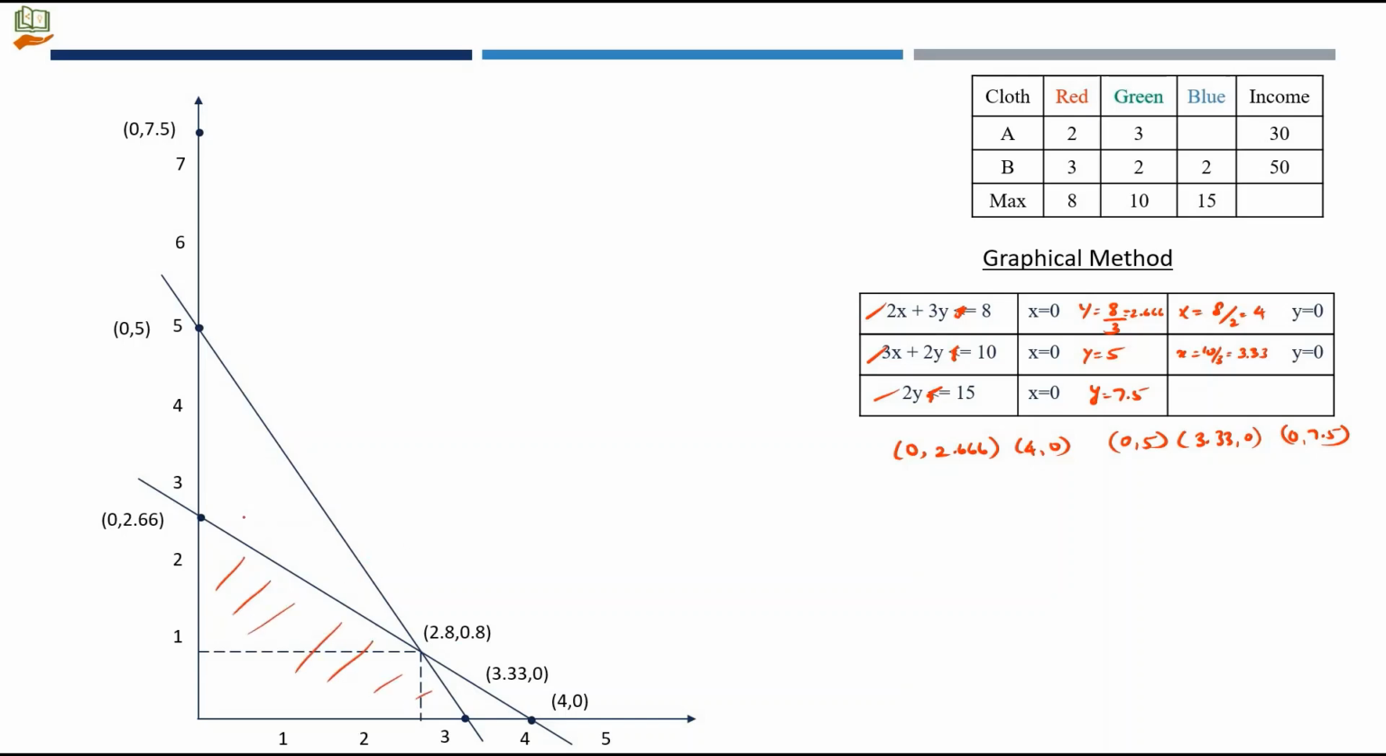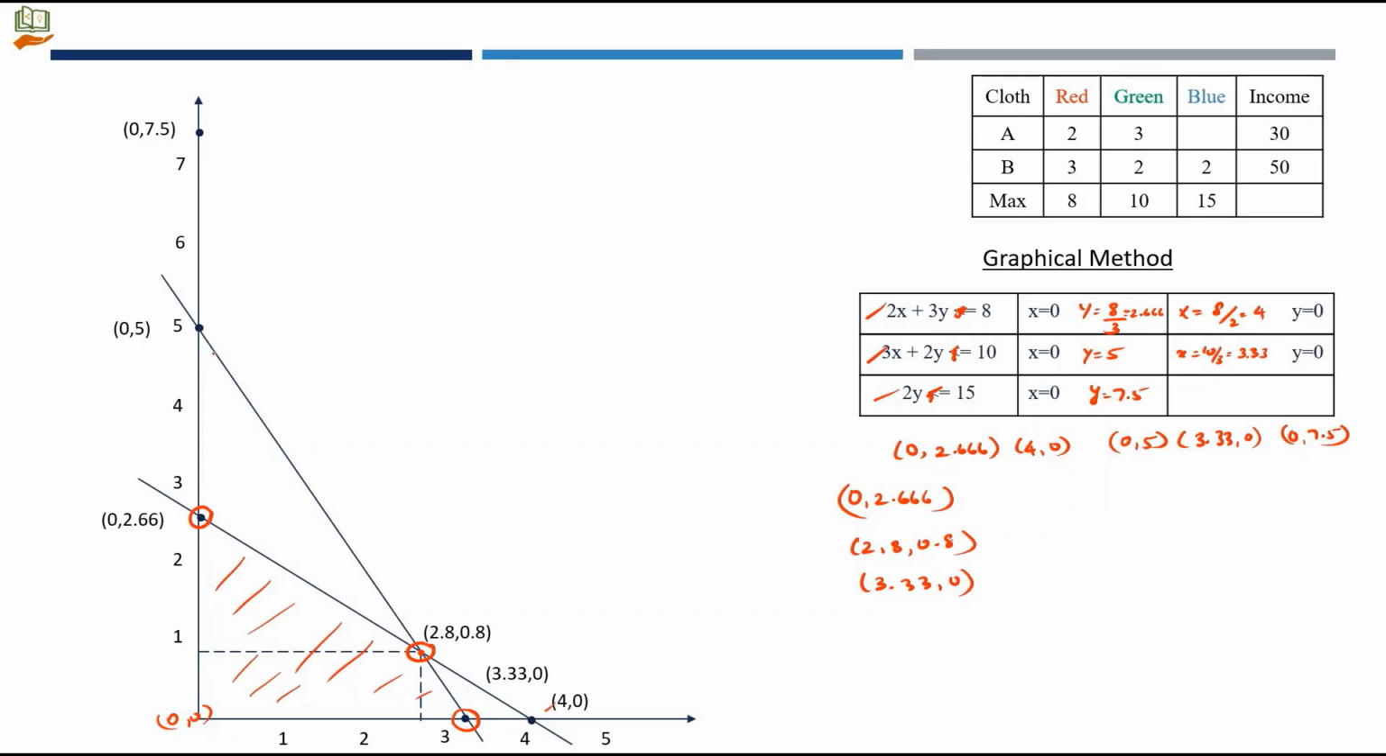What are the points here? We have to consider this point 0, 2.666. We have to consider this intersection part. For this purpose only we are finding it, 2.8, 0.8. Then this part, 3.33, 0. The rest of the points we are not going to take. The shaded region's coordinate axis will alone be considered here.